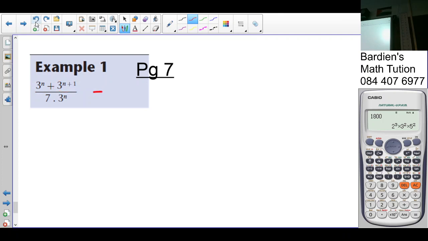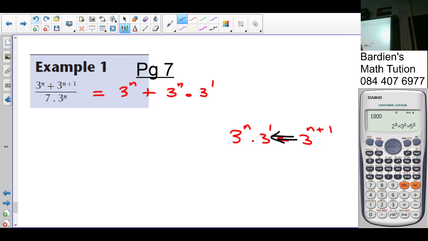So let's break up. What do we get? It will be 3 to the n plus 3 to the n times 3 to the 1. How do I know we get that? Because 3 to the n times 3 to the 1. What do we do when we're multiplying and bases are the same? We add the exponents. So that's going to be 3 to the n plus 1. Not so. So the reverse is also true. The converse, the reverse, is also true.